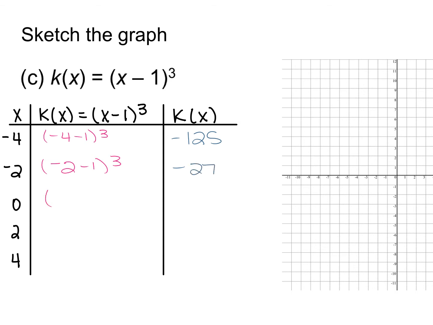Next we have (0 minus 1) cubed. So that's -1 cubed, which is just -1. Then (2 minus 1) cubed, which is 1 cubed. That's +1. Lastly, (4 minus 1) cubed. The 4 minus 1 is 3. 3 cubed is 27.